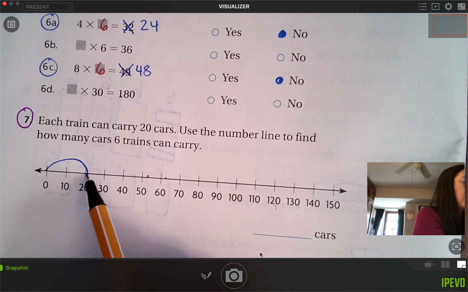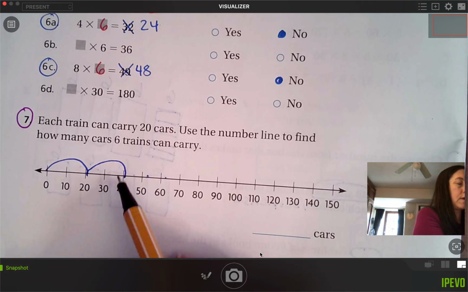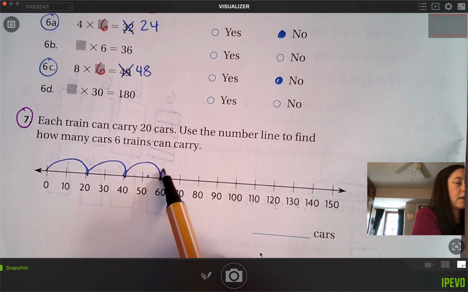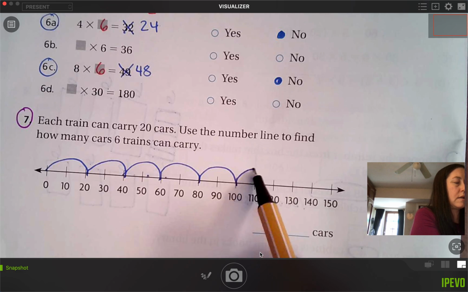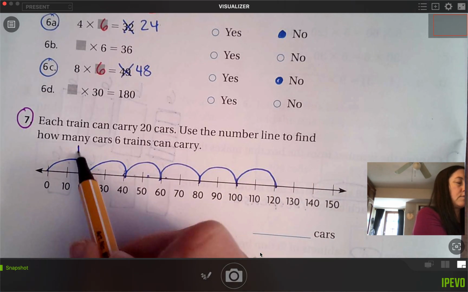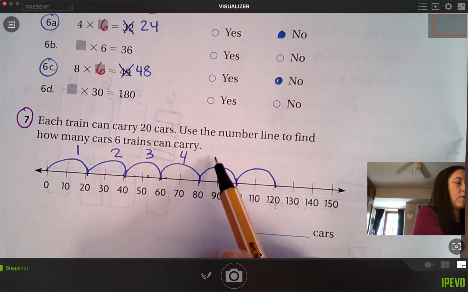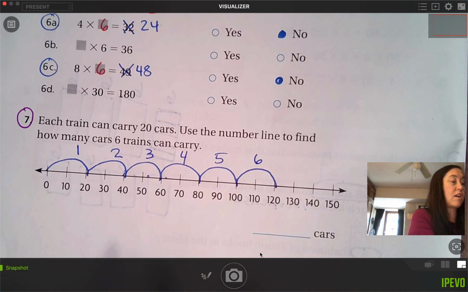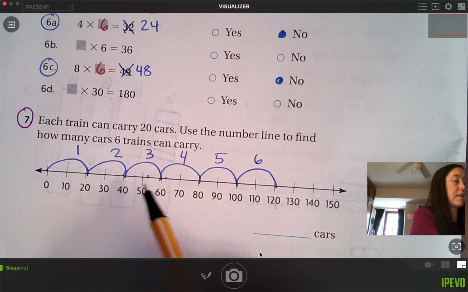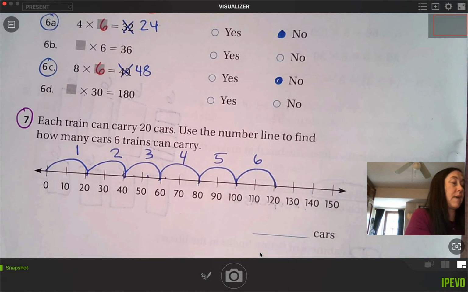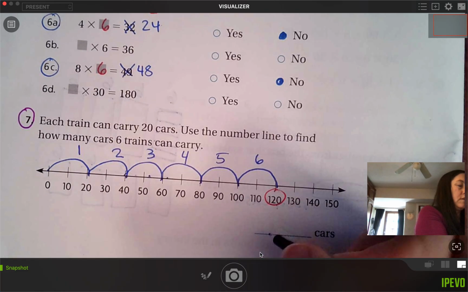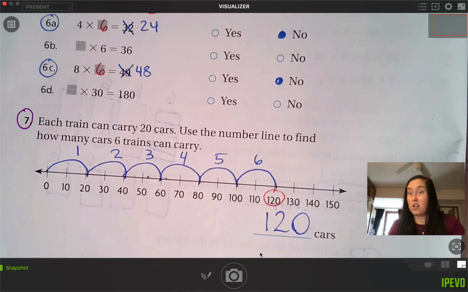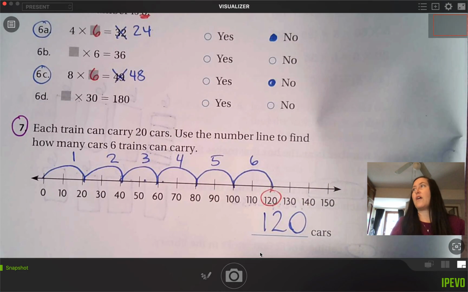Here's 1 jump of 20, 2 jumps of 20, 3 jumps of 20, 4 jumps of 20, 5 jumps of 20, 6 jumps of 20. I jumped 1, 2, 3, 4, 5, 6. Each jump is a train car, and each jump went 20 spaces, right? So how many cars can 6 trains carry? 120 cars. That's a lot of cars on that train. All right, here we go.